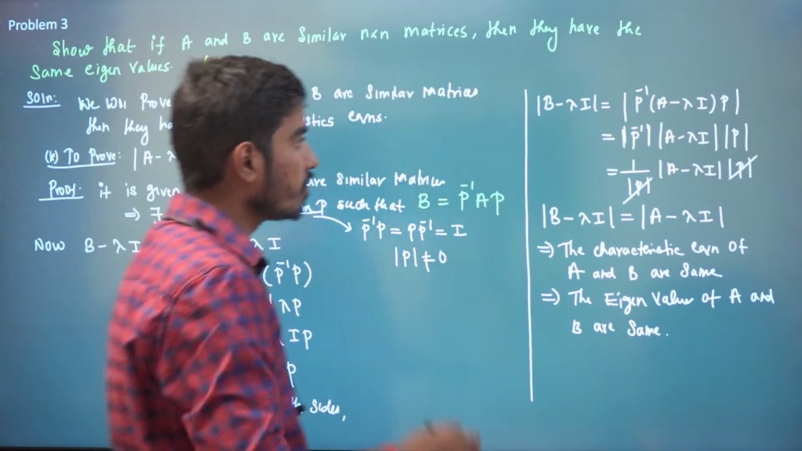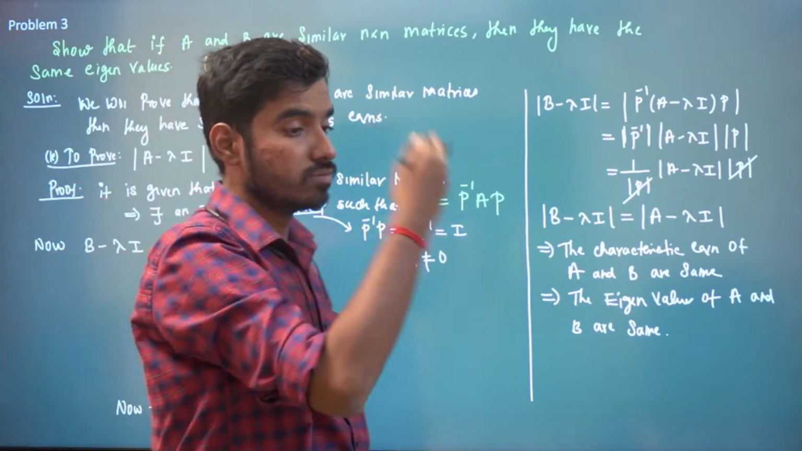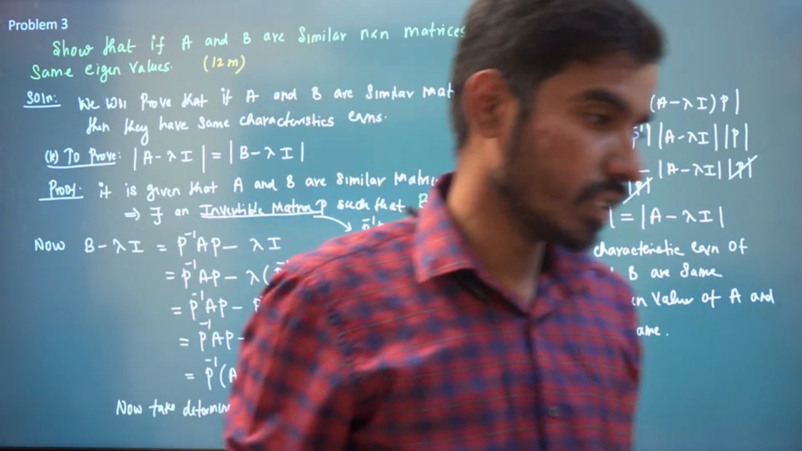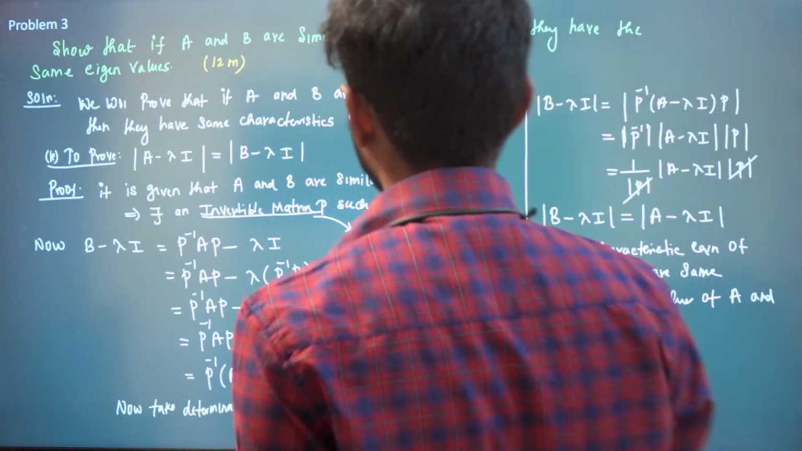So very simple. You just have to understand similarity of matrices. So how to find that matrix P? For that you need to know the idea of eigenvector concepts.